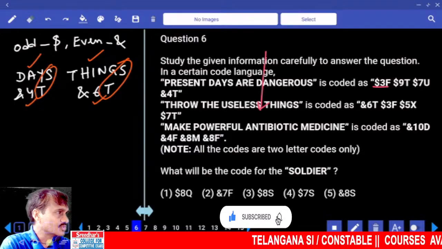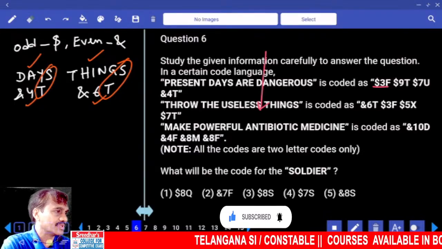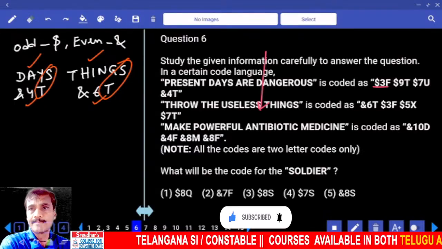Spend 1 or 2 minutes on this one. If you are able to crack it, it is okay. Or else move on to the next one.